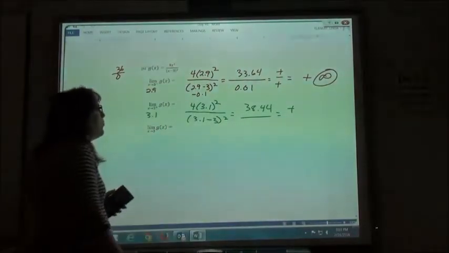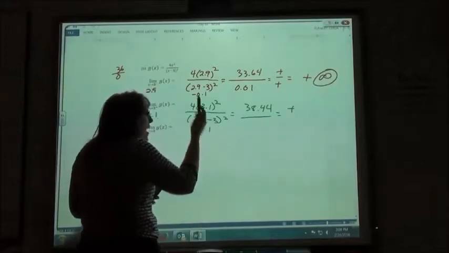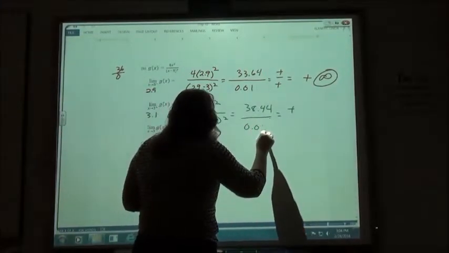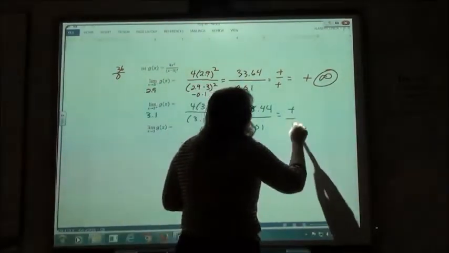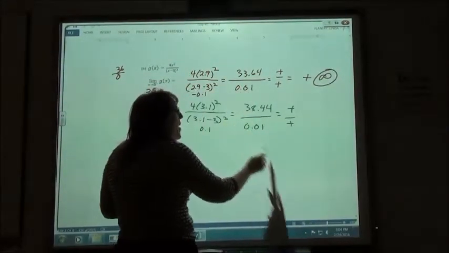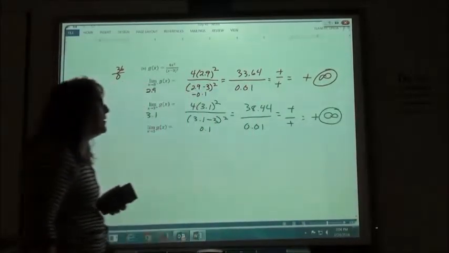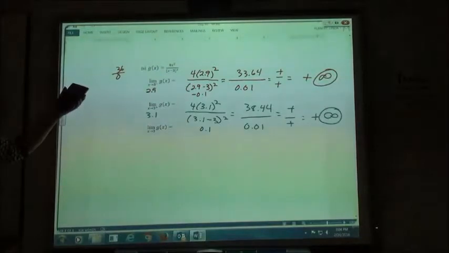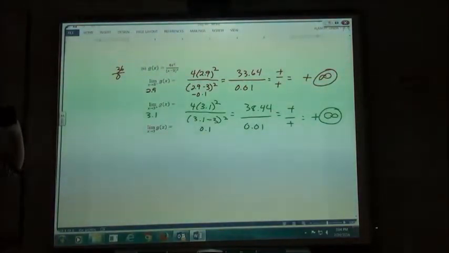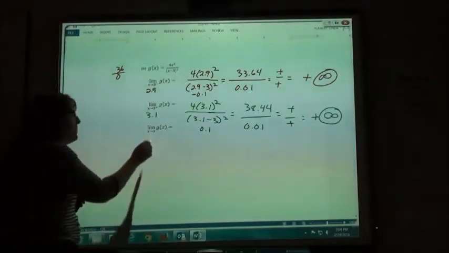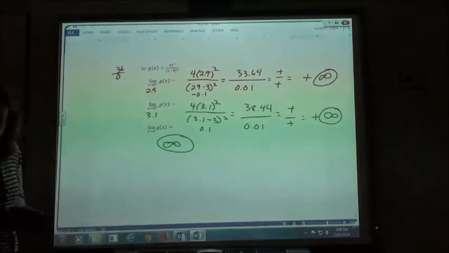Same thing on the bottom. 3.1 minus 3 would be 0.1, and when you square that, it's going to stay positive. It happens to be 0.01, not that that's important. I'm going to have a positive over a positive, which means I have positive infinity for my limit. So, as I approach from the left-hand side, my limit was positive infinity. As I approach from the right-hand side, my limit is positive infinity. That means my limit does exist. It would be positive infinity.